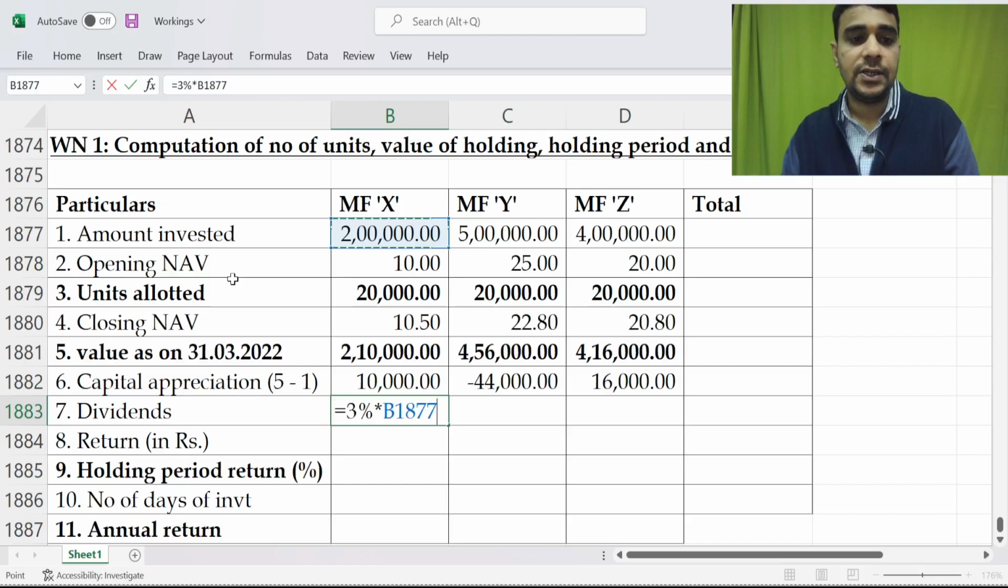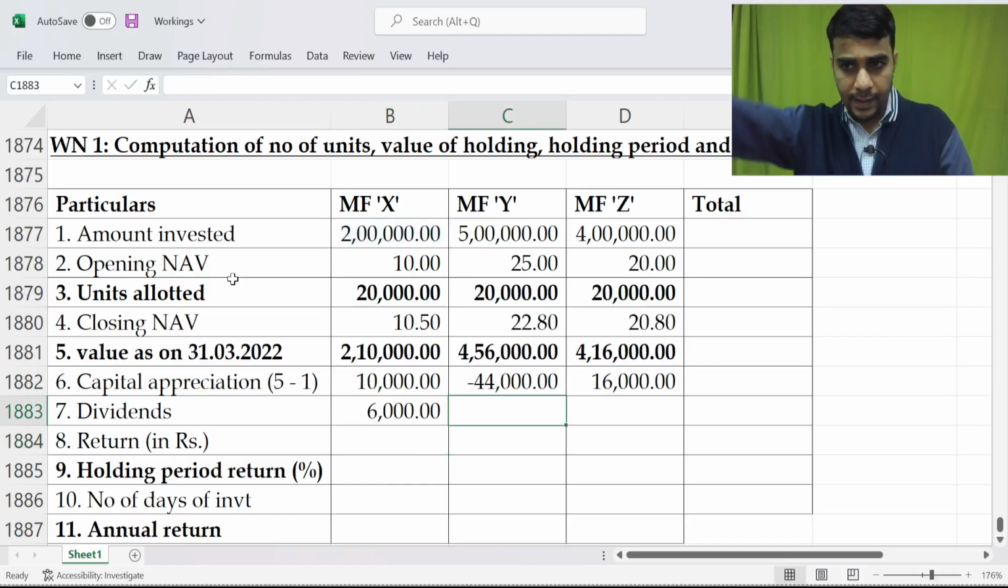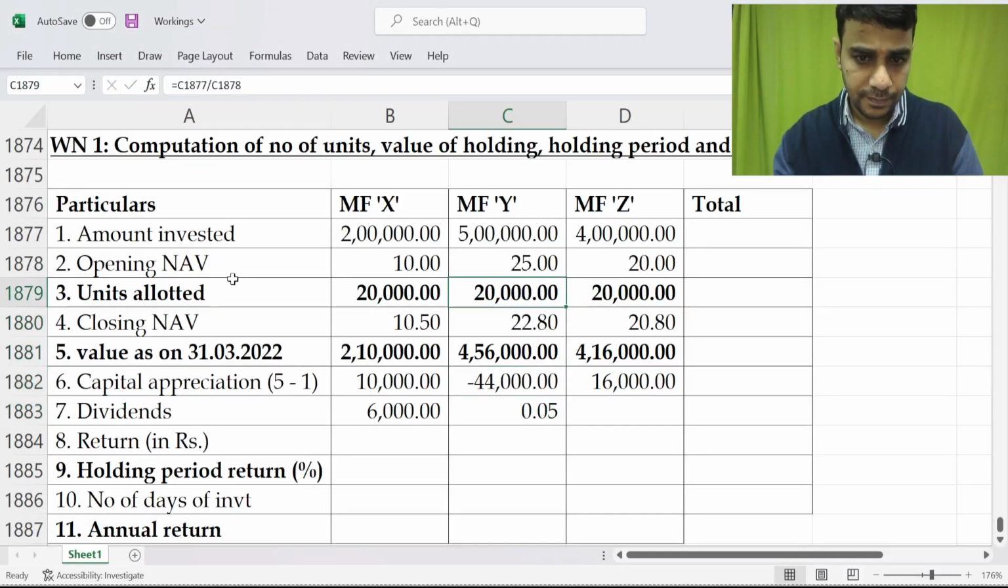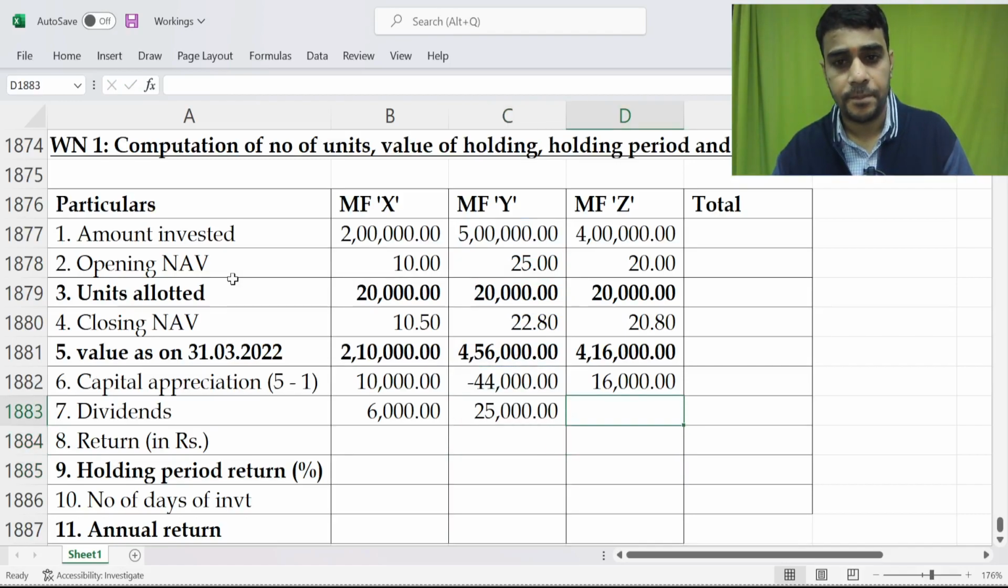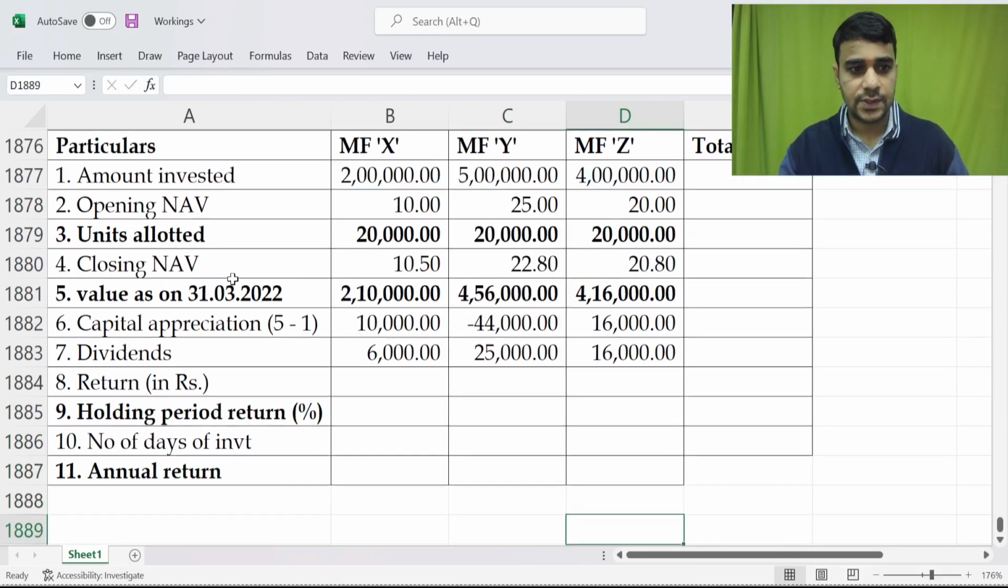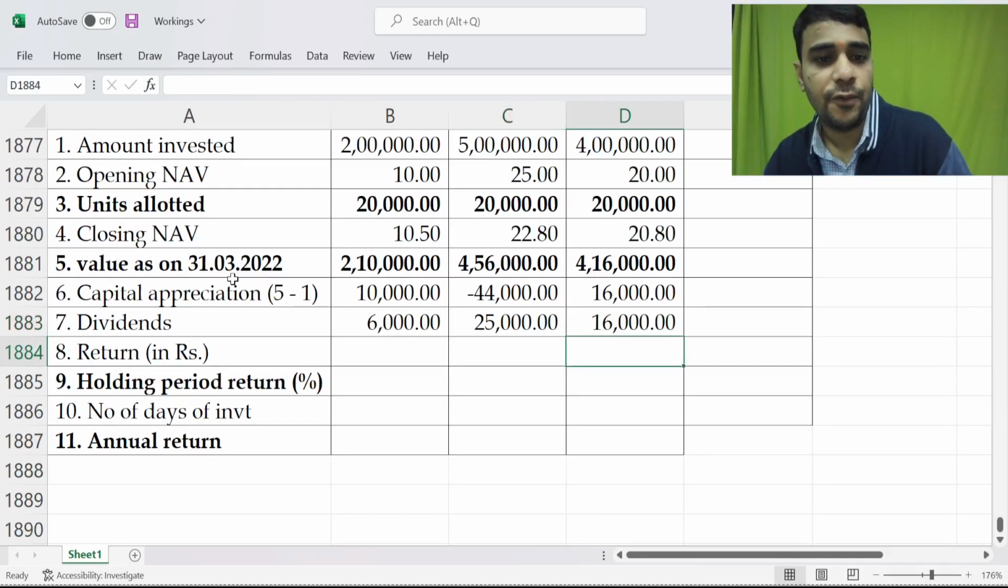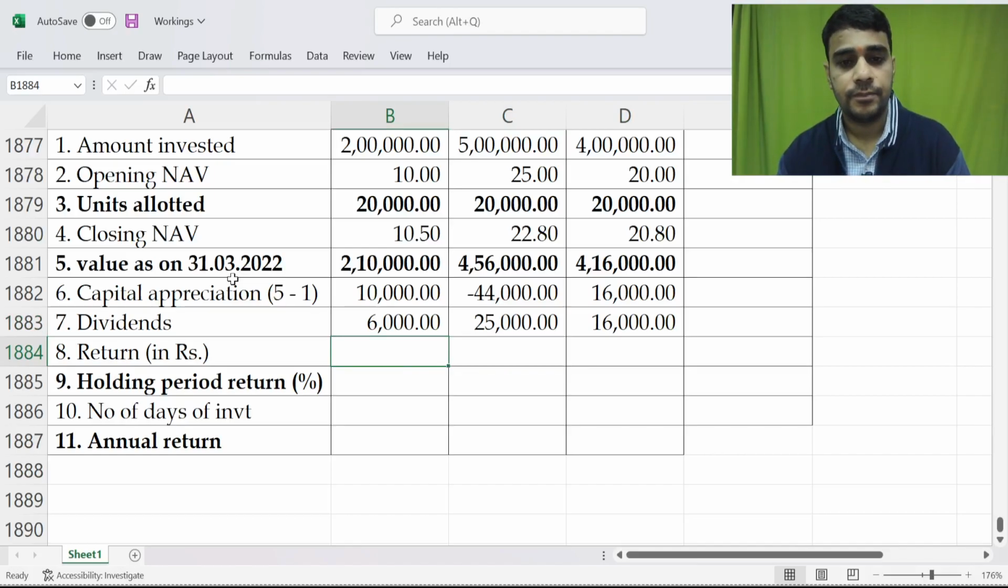So dividend is 3% into amount invested. MFY is 5% into amount invested. MFZ is 4% into amount invested. So 3, 5 and 4. Clear? Any doubts on this?